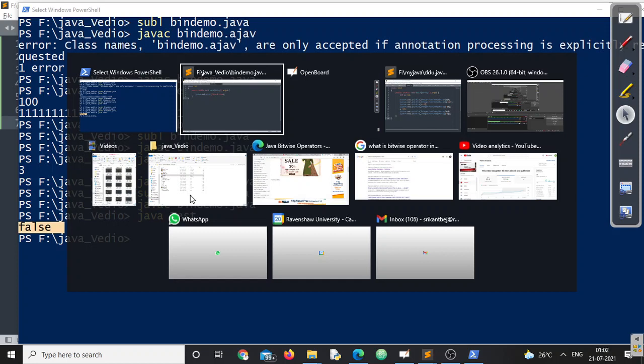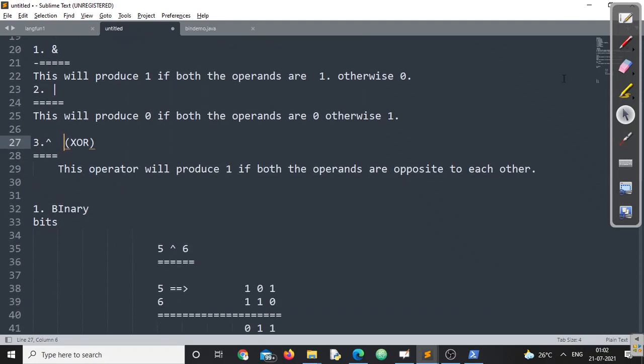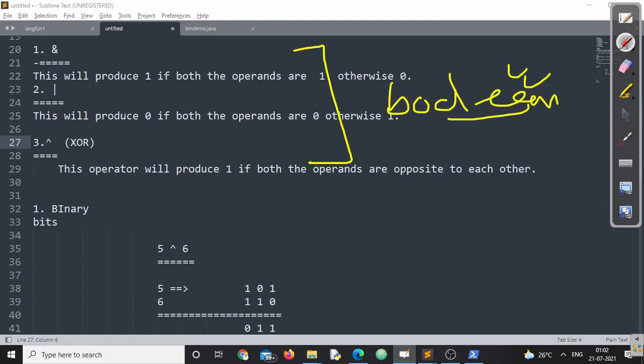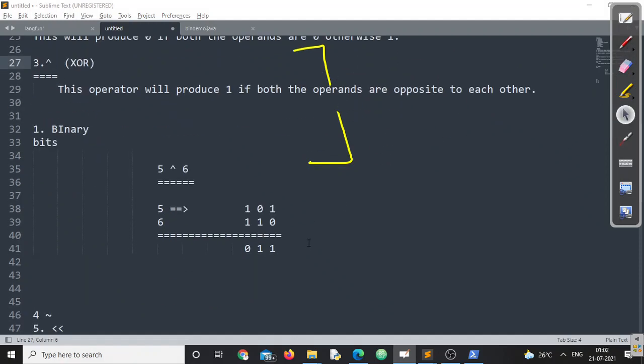We can also operate on Boolean operators. Remember, this is very, very vital. These three operators, all these three operators not only operate on integral, but they can also operate on Boolean type. Remember this point. Right? Okay.